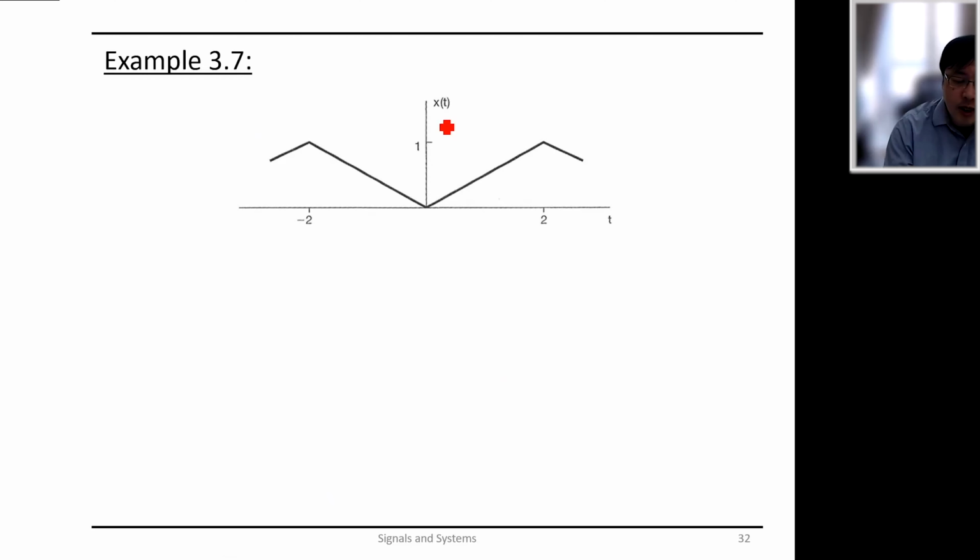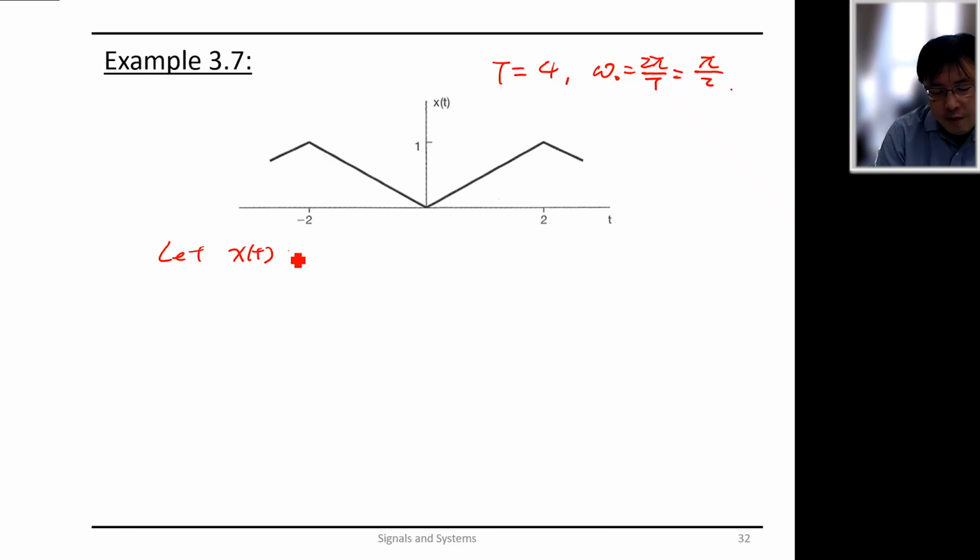So in this example, we're looking at x of t that is equal to this periodic triangular wave. You can see here again that the signal is periodic with period 4, and therefore the fundamental frequency is again pi over 2. Now let us denote the Fourier series coefficients for x of t as, let's say, ek.